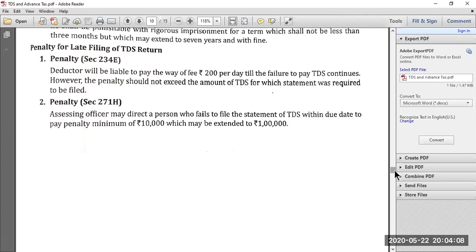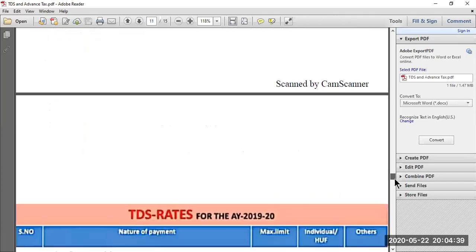Then again, penalty under section 271H has to be paid. Under this section, the assessing officer may direct a person who fails to file a statement of TDS within the due date to pay a penalty of minimum rupees 10,000, which may extend to rupees 1 lakh. If you are not filing any TDS returns within the specified due dates, the assessing officer under section 271H has the power to levy a penalty of minimum 10,000 and maximum rupees 1 lakh. So these are certain things which you have to remember in case of TDS.